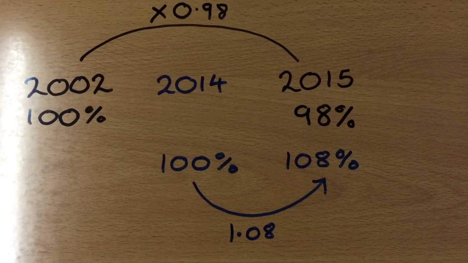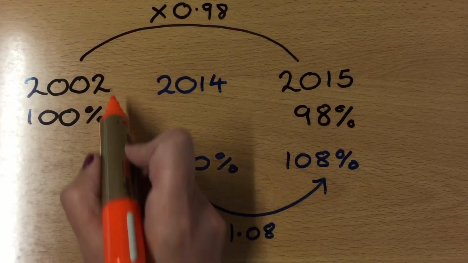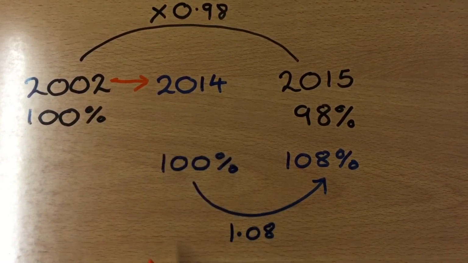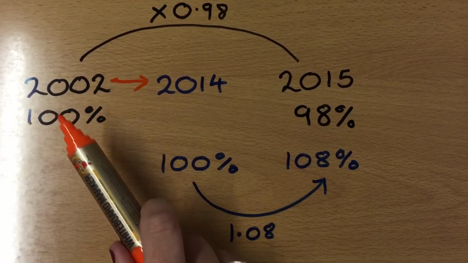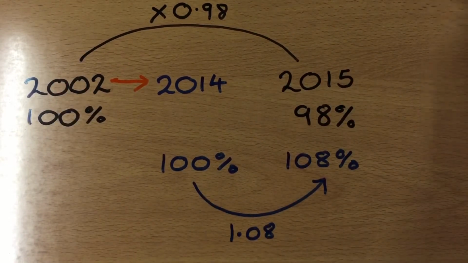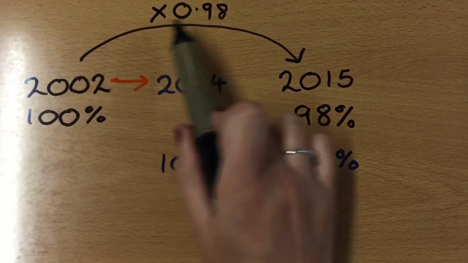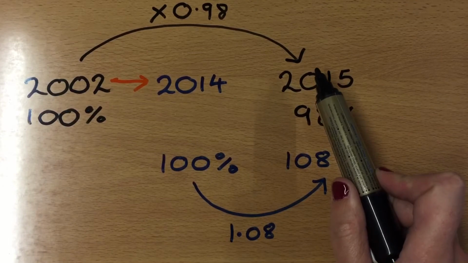So what we actually need is to go from 2002 to 2014. Now, we don't have a path direct from here to here. So instead, we have to go along the path at the top. If you're going forwards in time, we're going to times it.